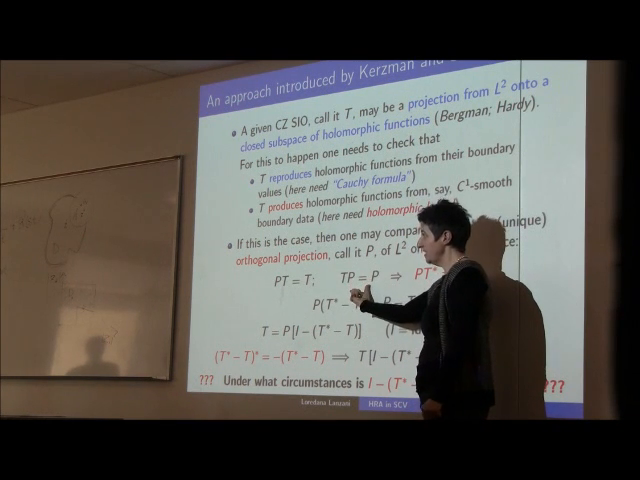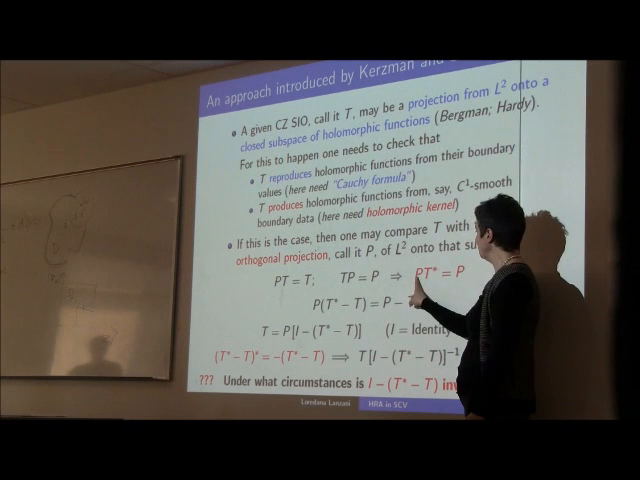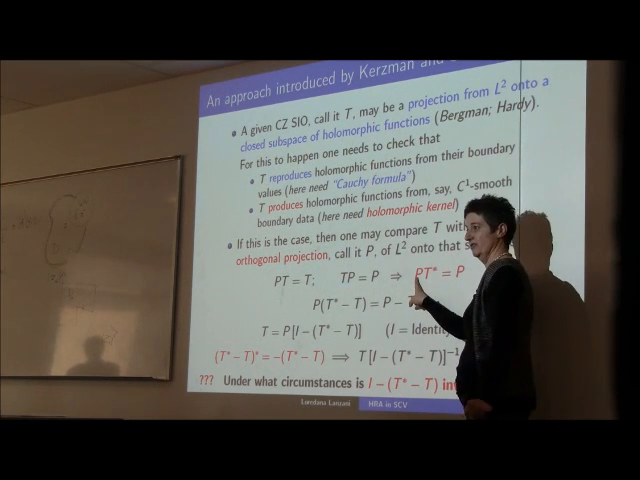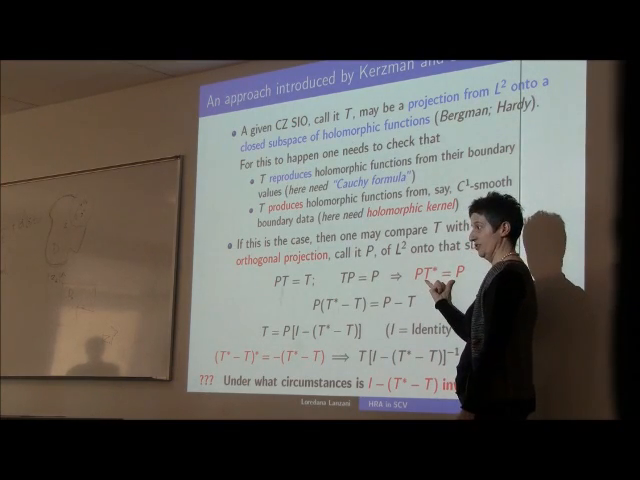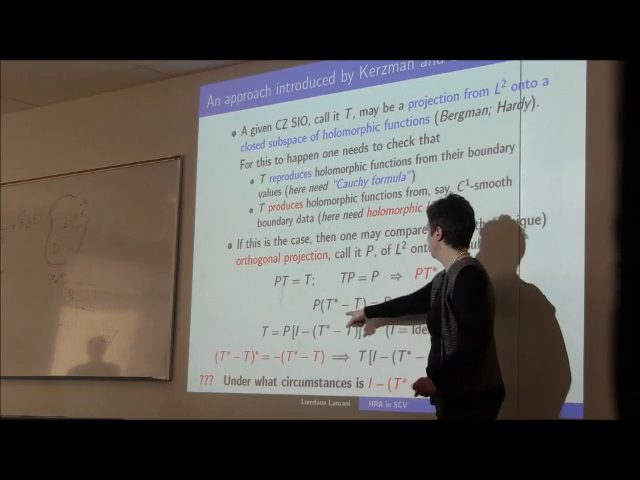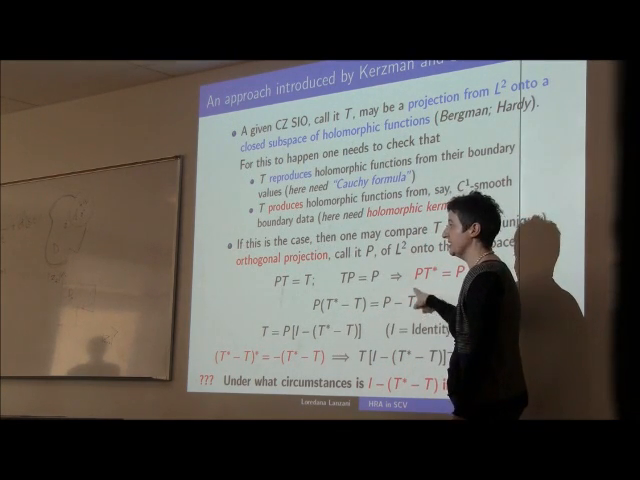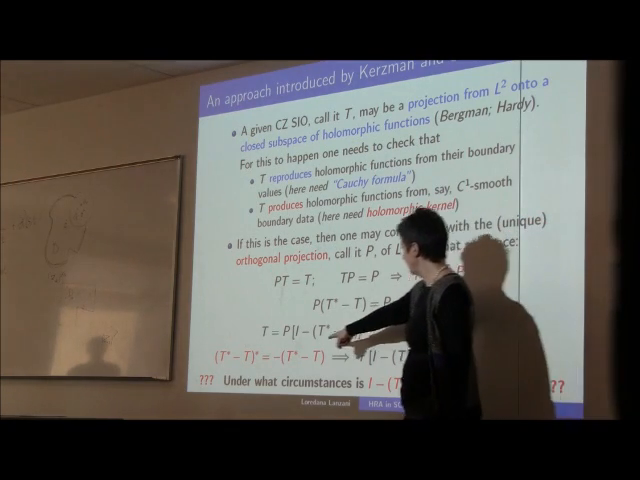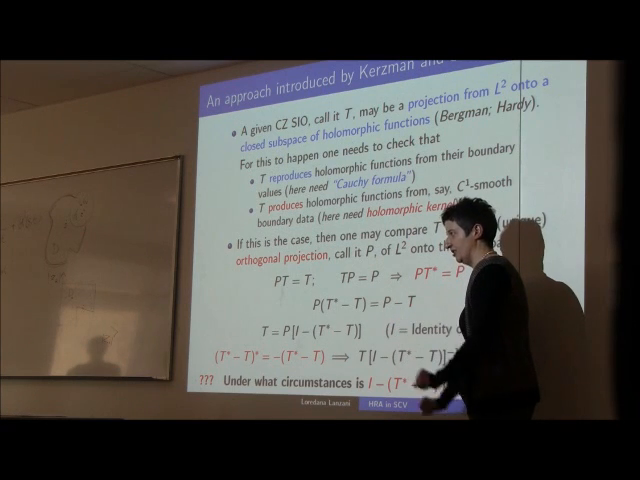Now you take the second equation, and you take adjoints. Here you use the fact that the projection is orthogonal. Orthogonality is equivalent to being self-adjoint. So now you have this third equation. Subtract equation 1 from equation 3, you get this equation. And now you solve for the Calderón-Zygmund projection, you get this identity, where I here is the identity operator.